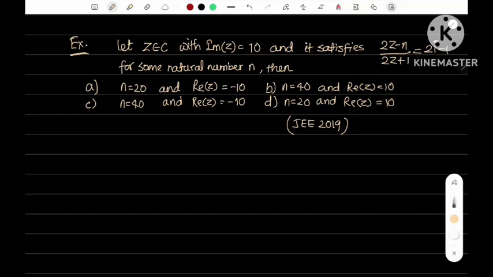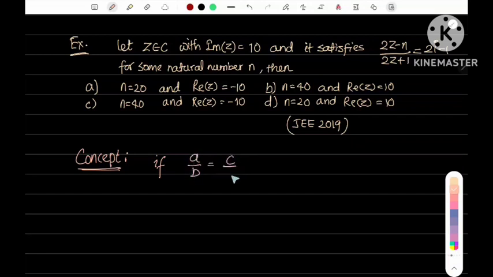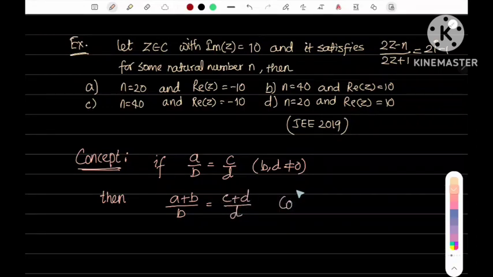The concept that I'm going to use is: if A by B is equal to C by D, where of course B and D are not equal to 0, then A plus B divided by B will be equal to C plus D divided by D. This is called componendo.